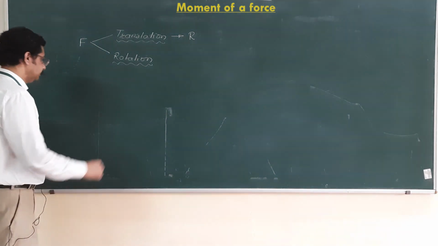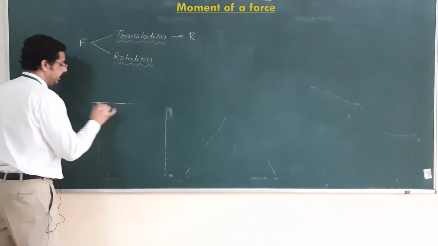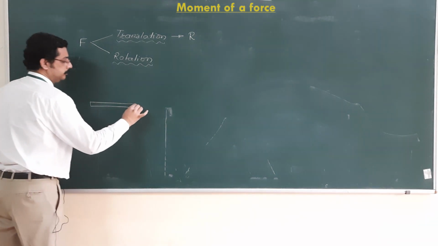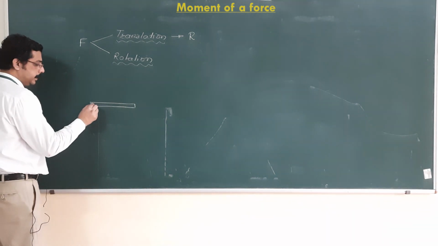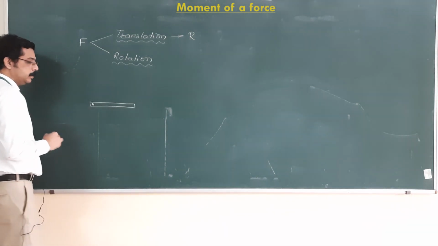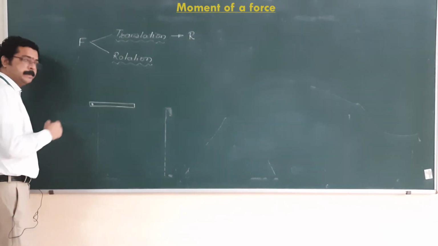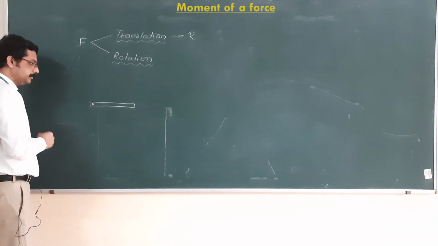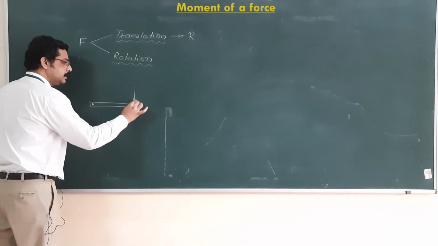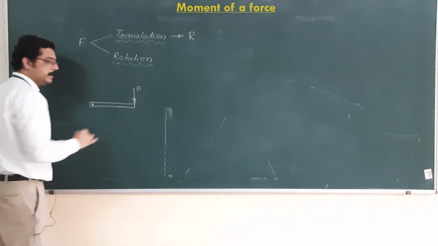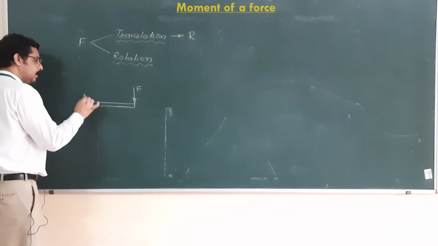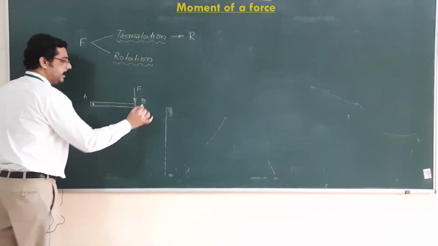For example, if this is a rod and this rod, it is pinned or nailed at this particular location or end, and if we apply a single force F in this way, this is end A, this is end B.